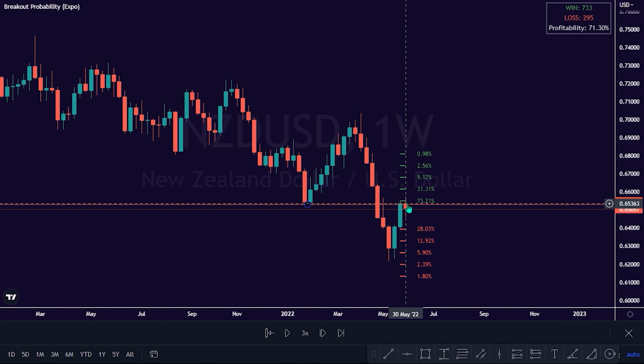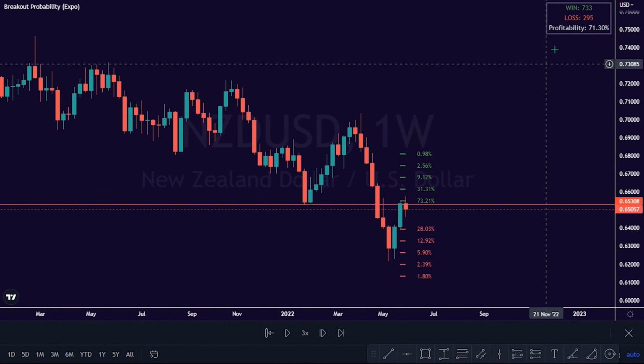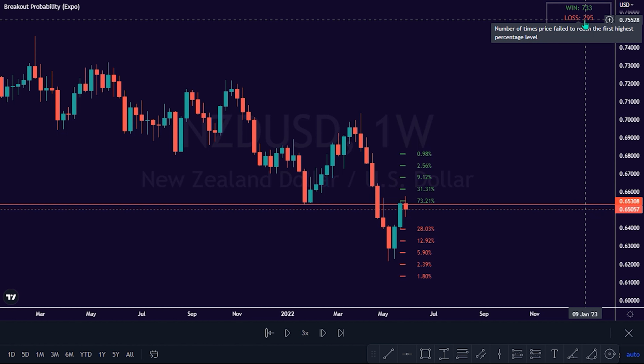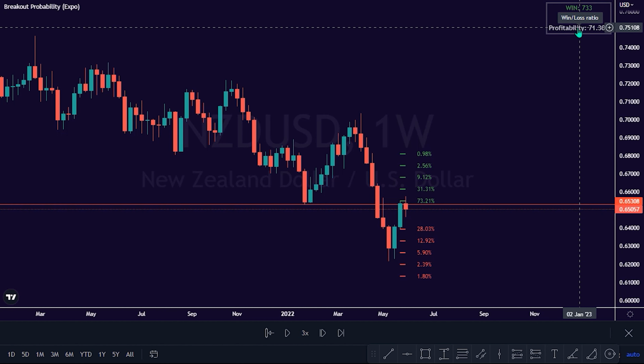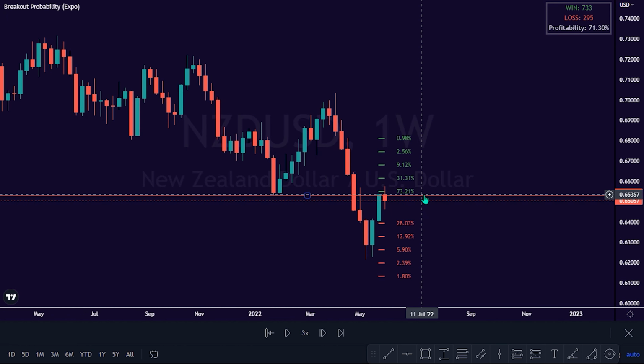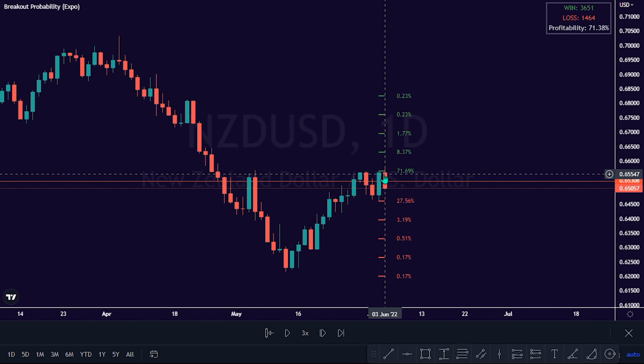The Breakout Probability Expo indicator gave a strong probability ratio supporting bearish anticipation on the weekly time frame. The win rate is 733. The loss rate is 295. And the profitability ratio is 71.30%.